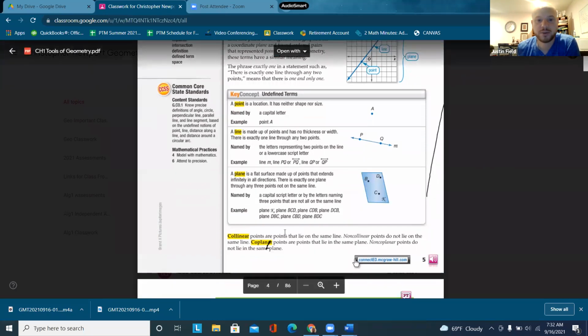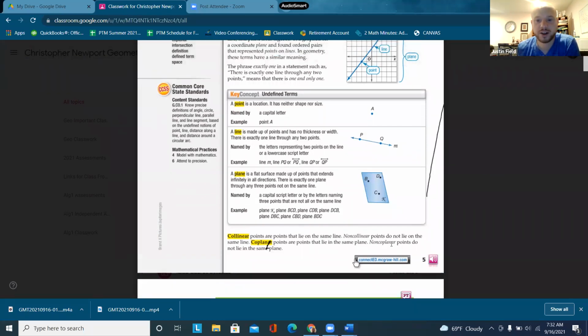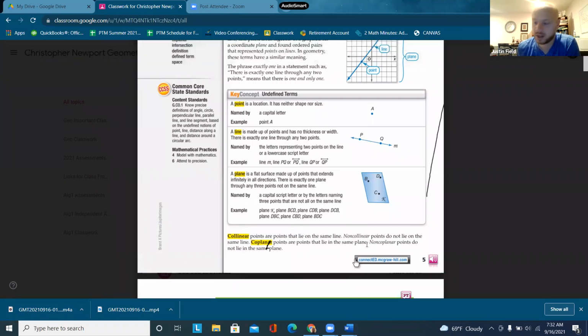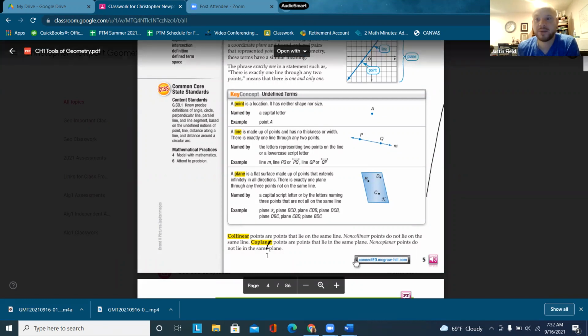See? Collinear, points on the same line. Non-collinear, points that do not lie on the same line. Coplanar, points on the same plane. Non-coplanar, points that do not lie on the same plane.